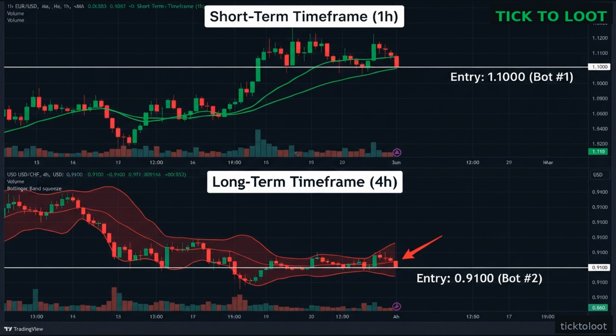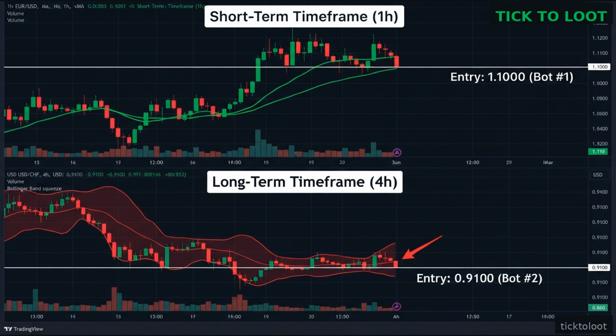Why does this matter? Because the two time frames often generate signals at different moments, reducing the chance that both bots will be in the market at the same time and exposing you to the same risk. It also spreads your capital across both short-term and longer-term market moves, smoothing out the equity curve.